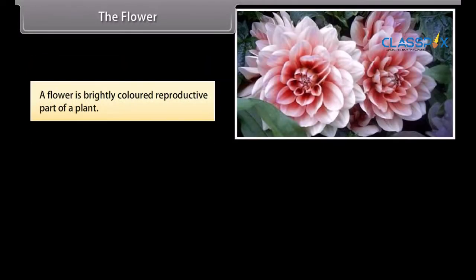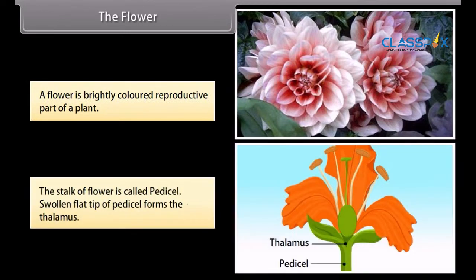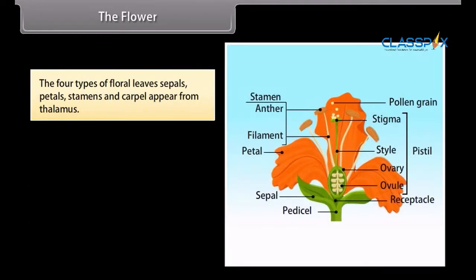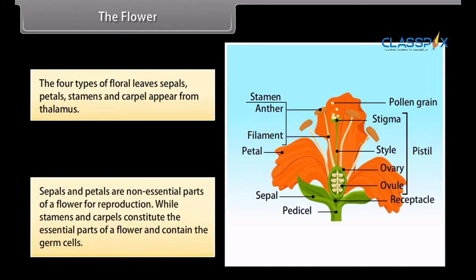The flower. A flower is a brightly colored reproductive part of a plant. The stalk of flower is called pedicel. Swollen flat tip of pedicel forms the thalamus. The four types of floral leaves, sepals, petals, stamens and carpel appear from thalamus. Sepals and petals are non-essential parts of a flower for reproduction, while stamens and carpels constitute the essential parts of a flower and contain the germ cells.